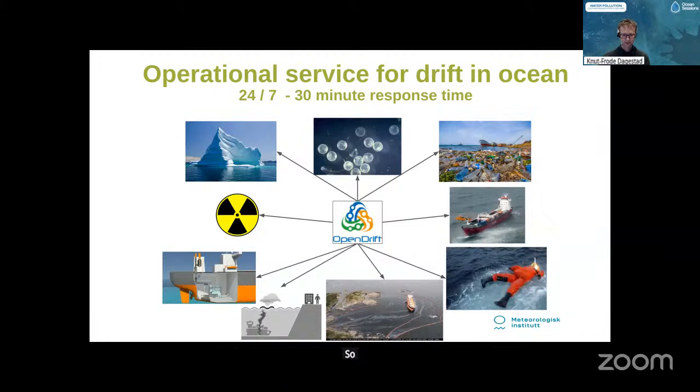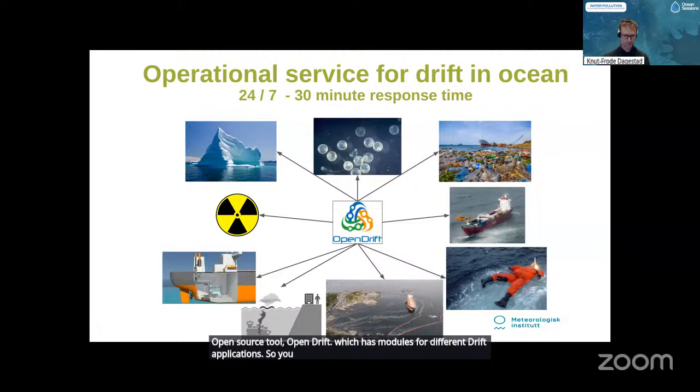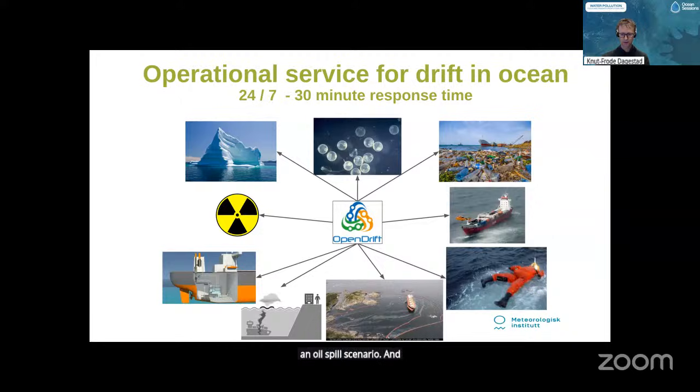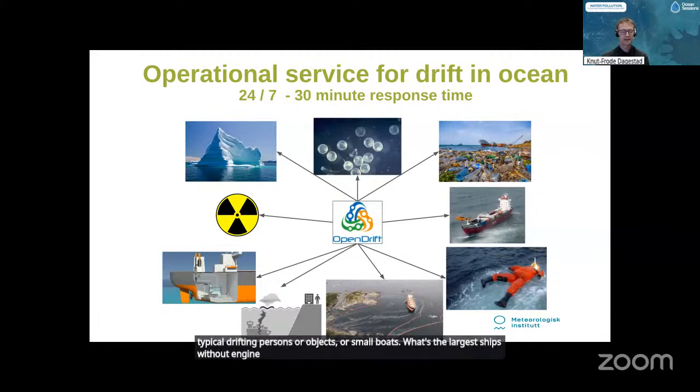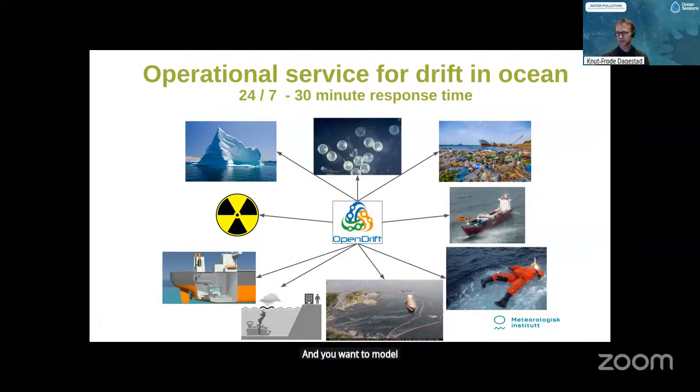This illustration shows several of the applications of drift in the ocean. In the center, we see the toolbox we are using, the Python open source tool OpenDrift, which has modules for different drift applications. At the bottom, you can see an oil spill scenario. To the right, you also have search and rescue, typically drifting persons, objects or small boats. Also, large ships without engine power can be drifting, and you want to model how they drift to help the rescue operations.